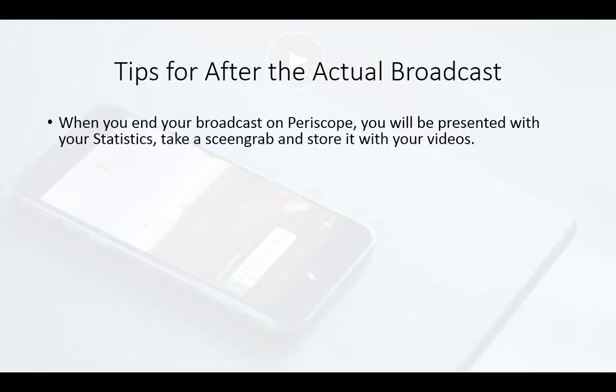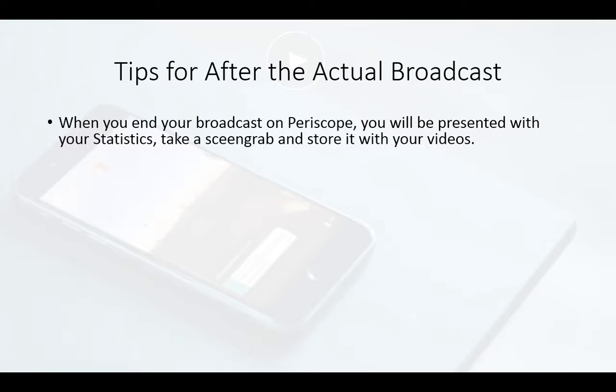Now, when you end your broadcast on Periscope, you are going to be presented with statistics. What you want to do with those statistics when Periscope shows them to you is take a screen grab of them and store them with your actual videos. This is really going to give you a record of what happened on the broadcast, and it'll give you a good indication.